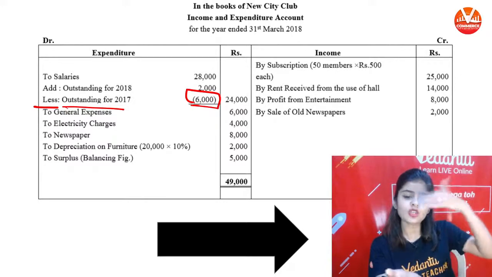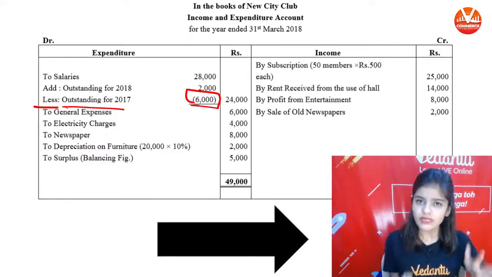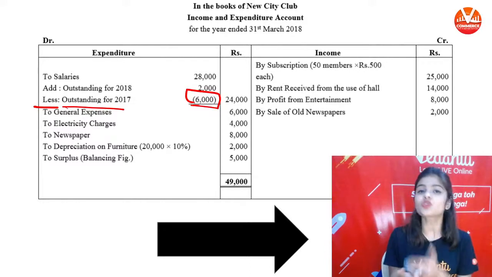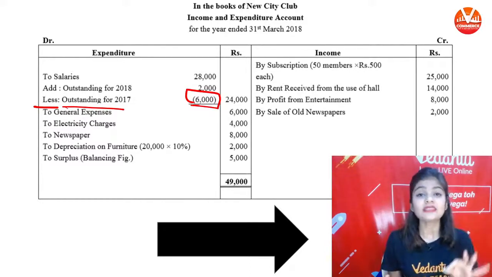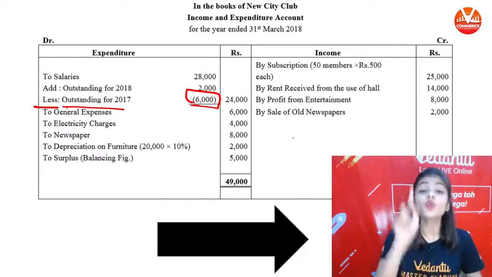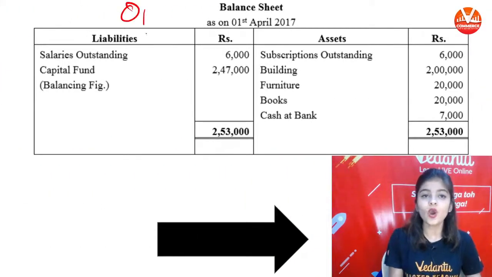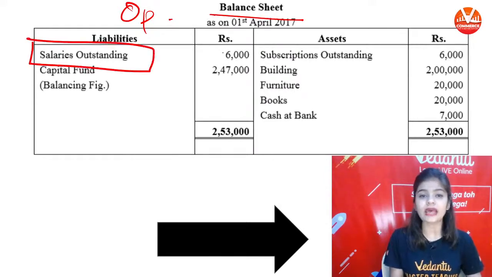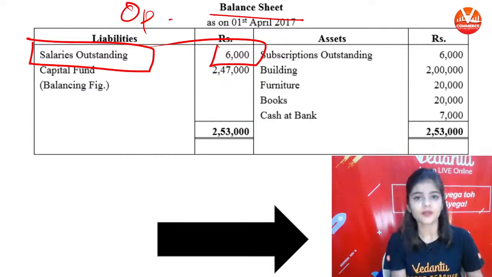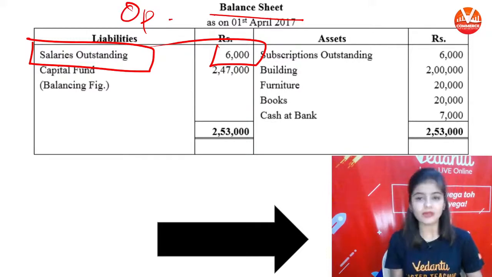और क्योंकि हम इसको इस साल पे कर रहे हैं, the subscription of previous year is paid in the current year. It means in the previous year it was outstanding. वो प्रीवियस ईयर की आउटस्टैंडिंग है, तभी तो हम उसको इस साल पे कर रहे हैं. So this 6,000 is outstanding salary of previous year. So you will record this in the opening balance sheet on the liability side: salary outstanding 6,000. These are the outstanding expenses of previous year. Salary outstanding of 2017 will be recorded in opening balance sheet on the liability side.